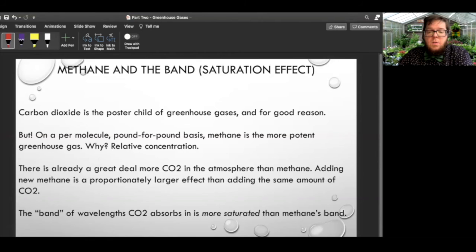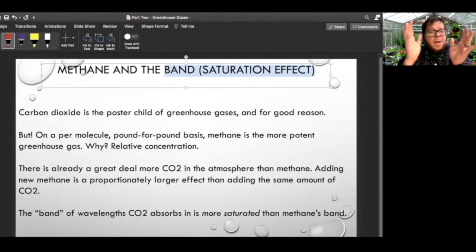Why? Relative concentration. So this is what we call the band saturation effect. And the band I'm talking about is not the Rolling Stones. It is the band of wavelengths that these gases will absorb and emit.